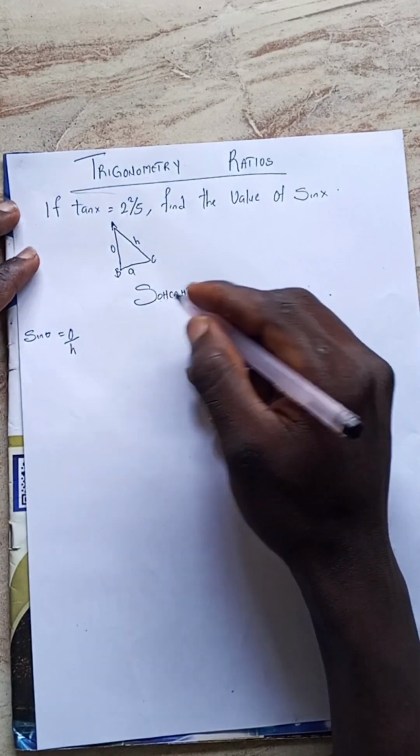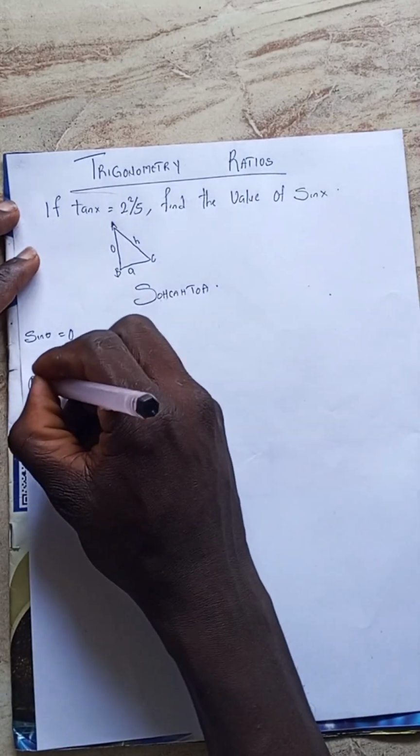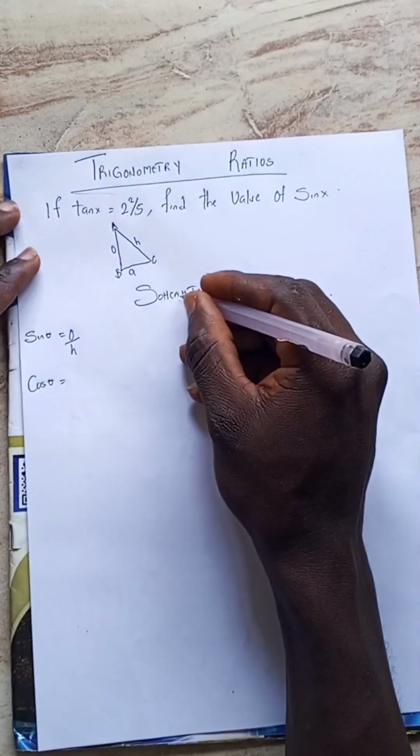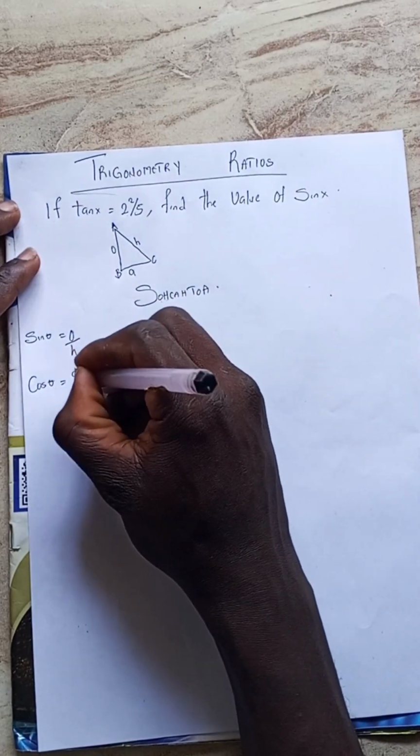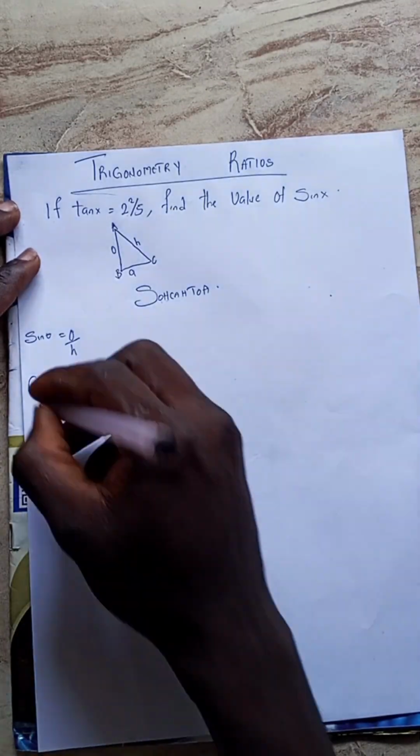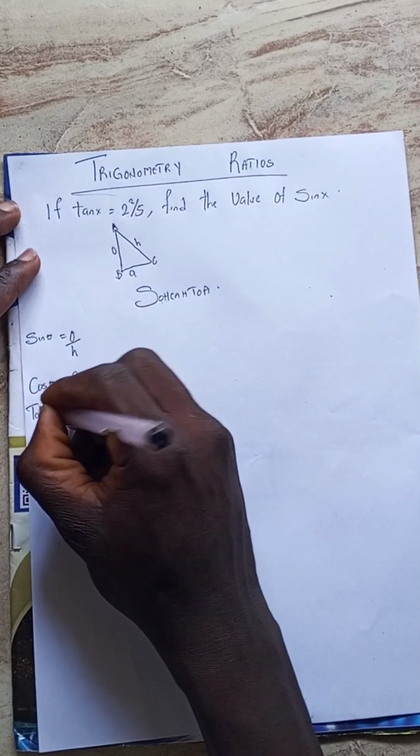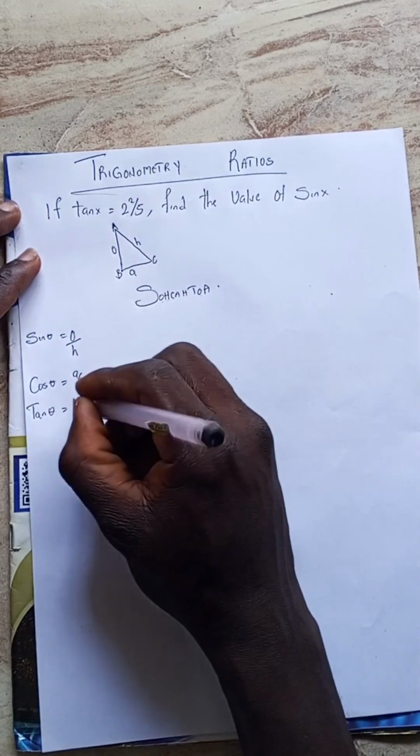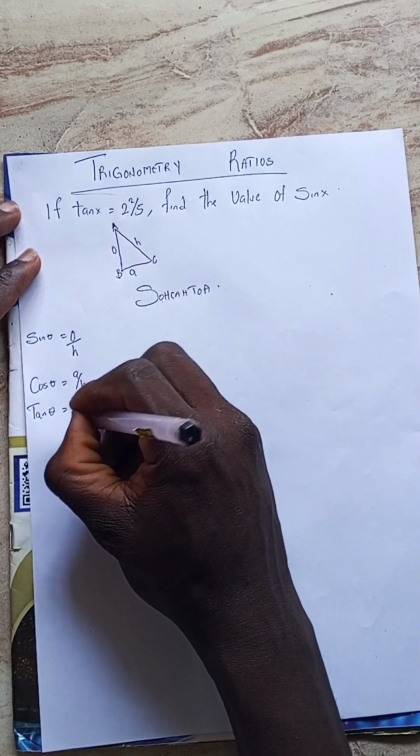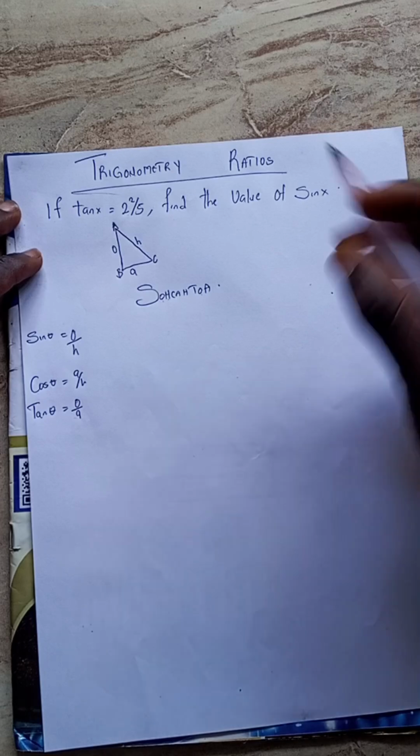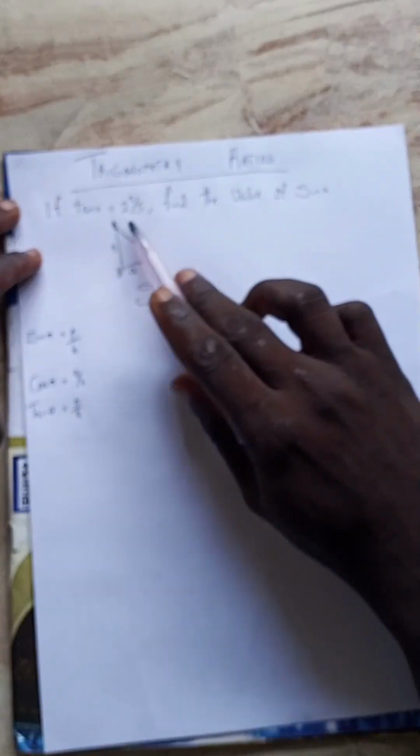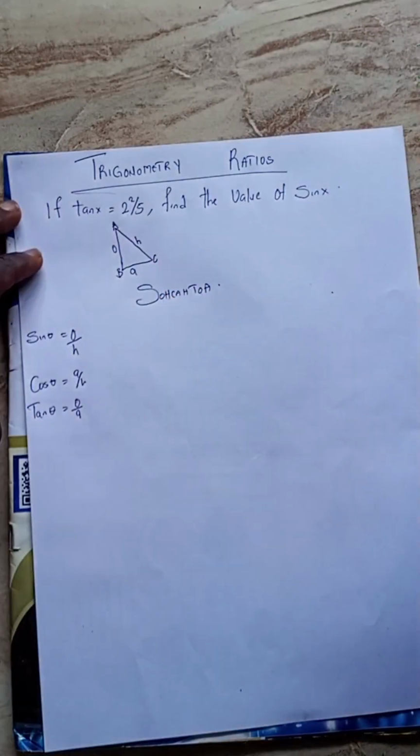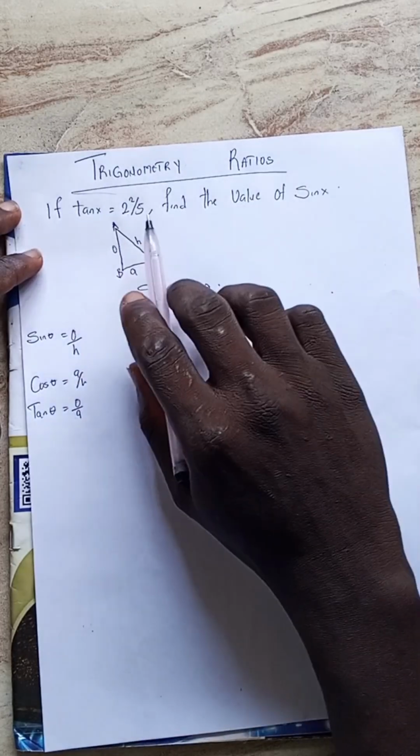Our cosine is what? Cos equals adjacent over hypotenuse. Then our tan theta equals opposite over adjacent. So in our question, we have a mixed fraction here, 2 2/5, and they give us that as tan.